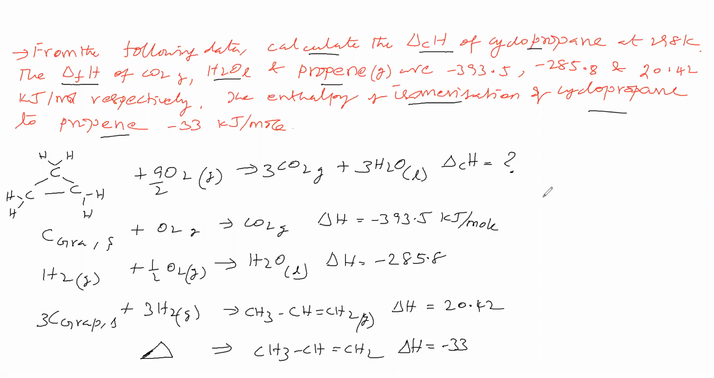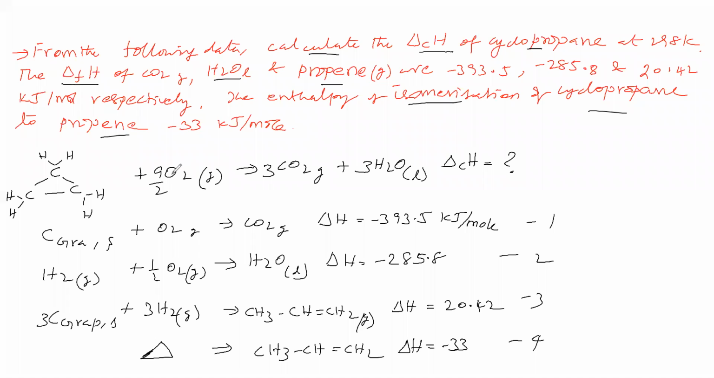So now, equations 1, 2, 3 and 4 are given. Using these, we have to find the first one. In the first one, cyclopropane is on the left side. We want cyclopropane on the left side, therefore we take equation 4 as it is. Equation 4 says cyclopropane gives propene, and delta H is given as minus 33 kilojoule.